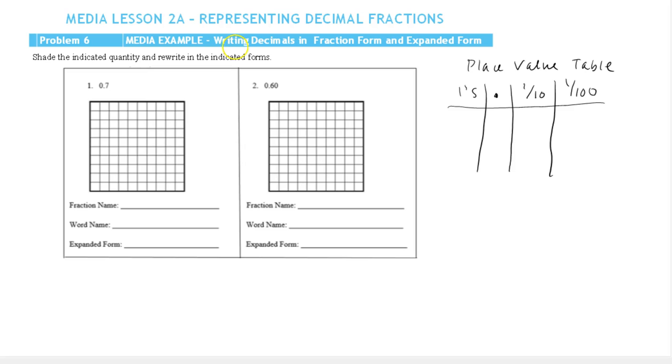In this example, we're going to write decimals in fraction form and expanded form. Shade the indicated quantity and rewrite in the indicated forms. So basically, we're just working in the reverse direction as we did in the last few problems. Now we're starting with a decimal.